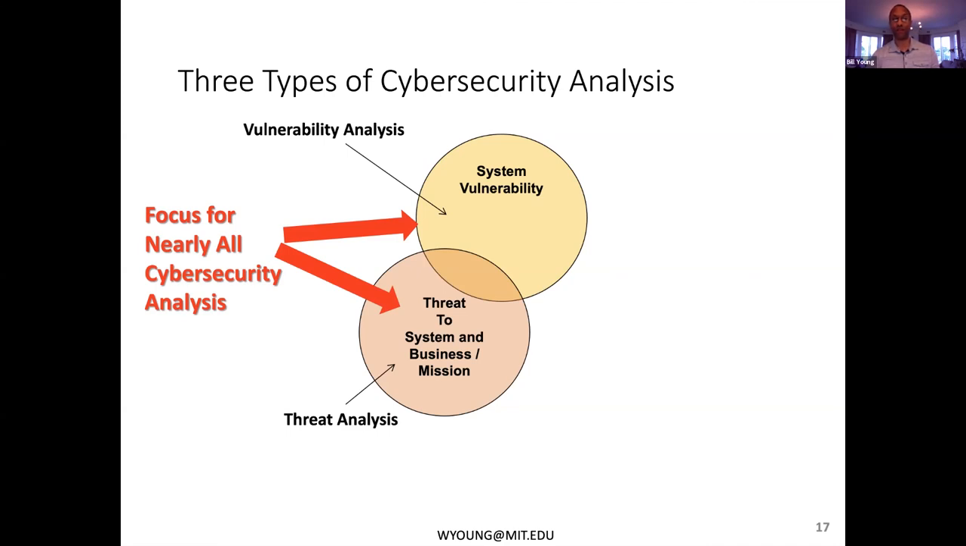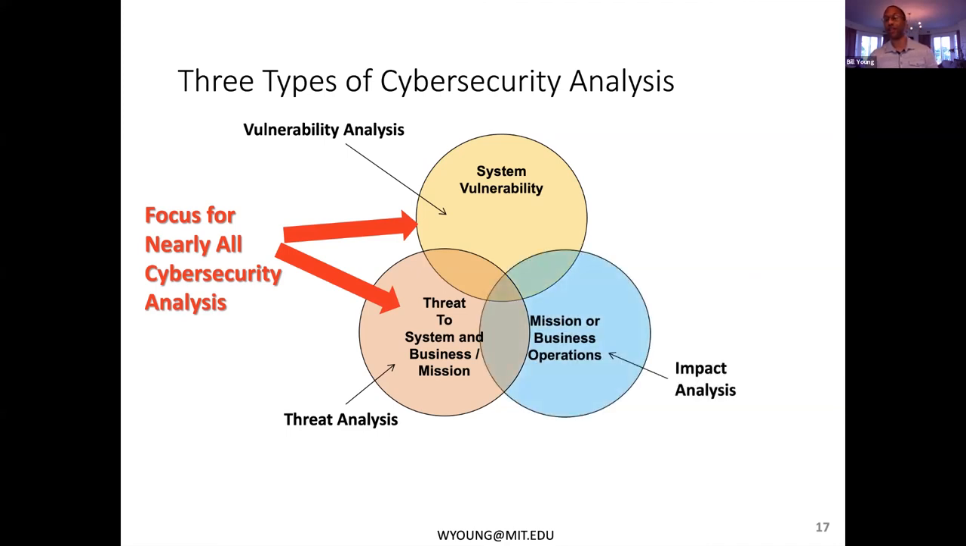But what we typically don't talk about very much, because those are the two primary focus of all cybersecurity analysis, is really impact. And what's great here is that impact is actually the thing that we have most control over. And that is impact on our business or mission operations. How do we do that? Well, it comes back to that green area in terms of how we conceive the processes that the systems we build will implement to achieve our goals. So that's the most important one, and that's really what we're gonna focus on.